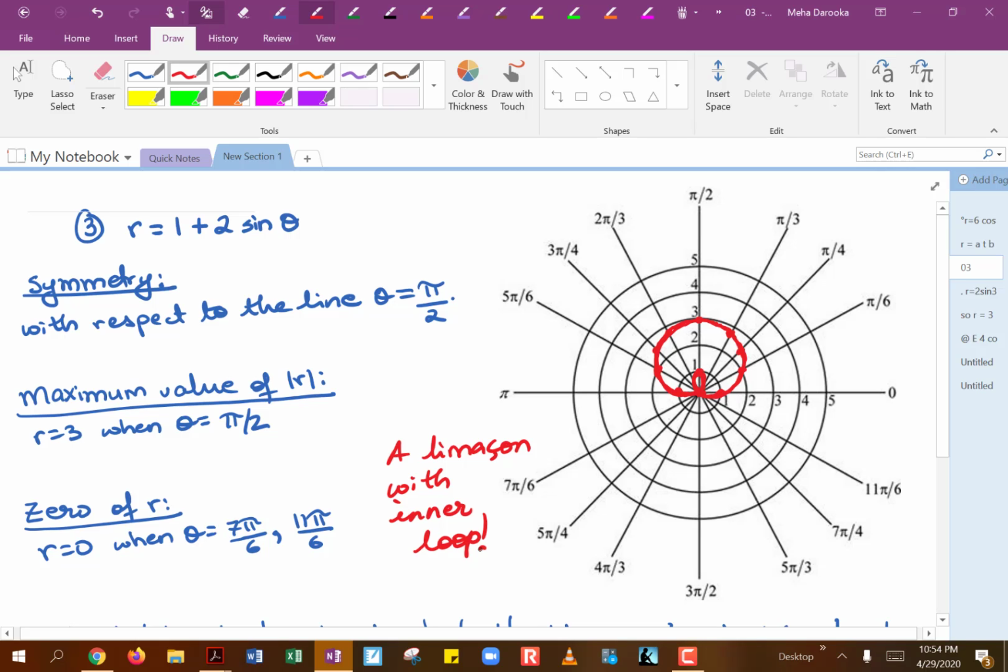Okay, there you go. So this is what your graph is going to end up looking like, and you get a limaçon with an inner loop when you have your function in the form a plus b sine of theta, and you get this when your b value is greater than a. Of course, you will see our b value is 2, and 2 is greater than 1, which is our a value over here, and this is what gives us a limaçon with the inner loop.